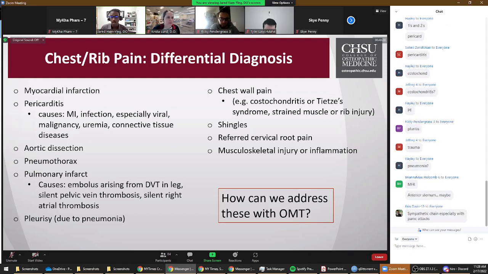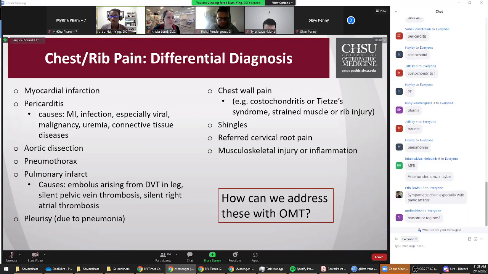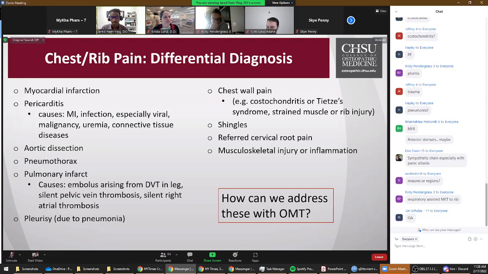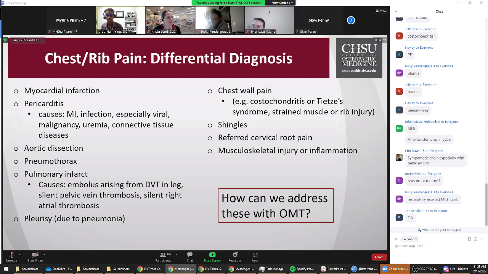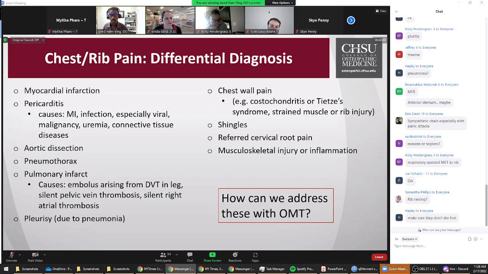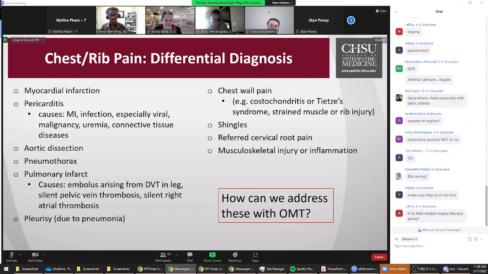Anyone else know anything you might want to do for someone having some of that pleuritic chest pain with some of these diagnoses here? Sympathetic chain, definitely. If the patient can tolerate it, yeah, you can do some muscle energy, exactly. Definitely getting that OA, being able to target some of those parasympathetics, bring up any restrictions. Yeah, rib raising, great, perfect. All right.